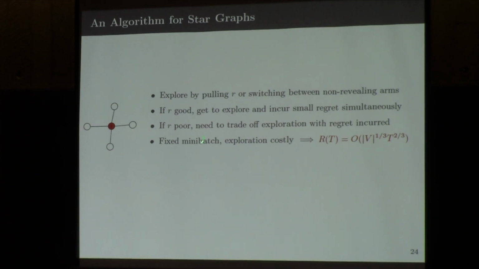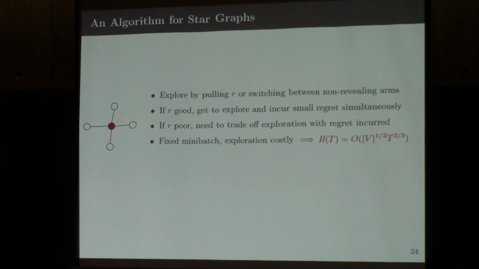Again, here are two ways to explore. We can explore by pulling OR, or we can switch between non-revealing arms. Now, if the revealing arm is good, then I'm simultaneously getting to explore and incur small regret. I pull OR, my instantaneous regret is small, but I also get to observe everything else. If OR is poor, though, then we need to understand the trade-off between exploration and exploitation. We can explore through OR, but we'll incur some regret.